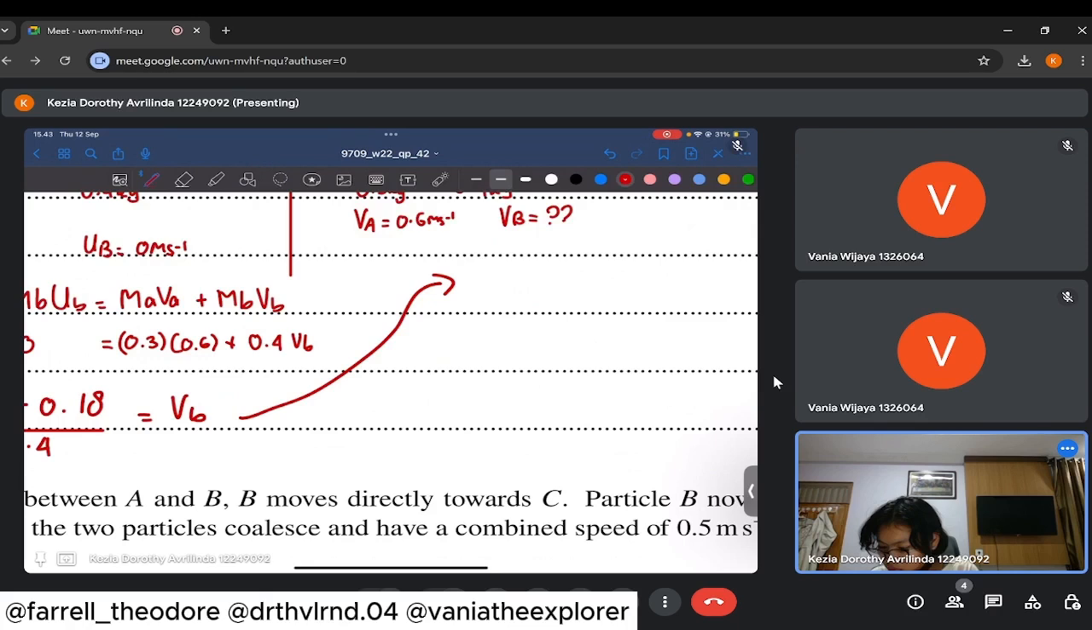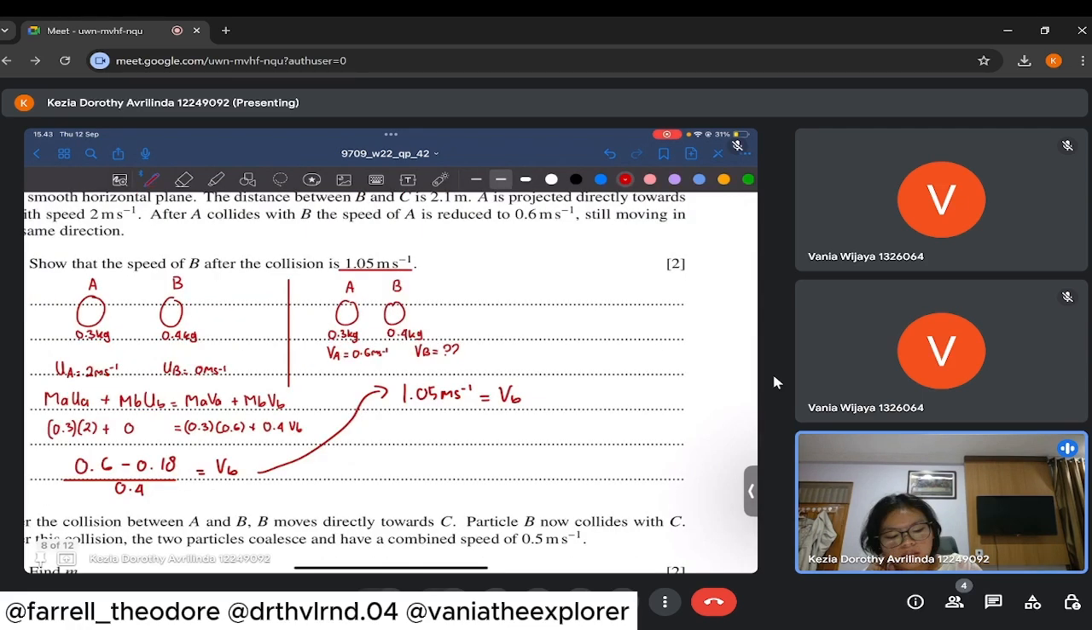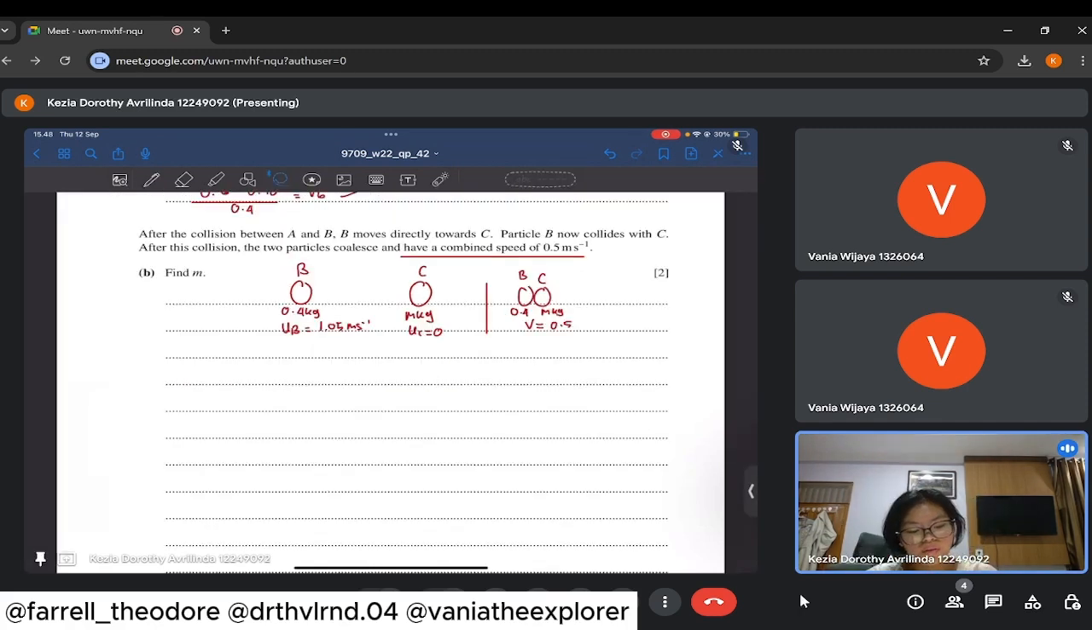Okay, we found the VB, and it is shown that it's 1.05 meter per second for the velocity of B. Now we're going to move on to question B. After the collision between A and B, B moves directly towards C. Particle B now collides with C. After this collision, the two particles coalesce and have a combined speed of 0.5 meter per second.